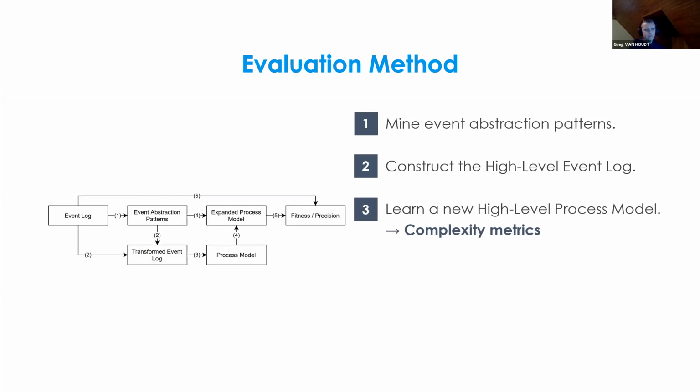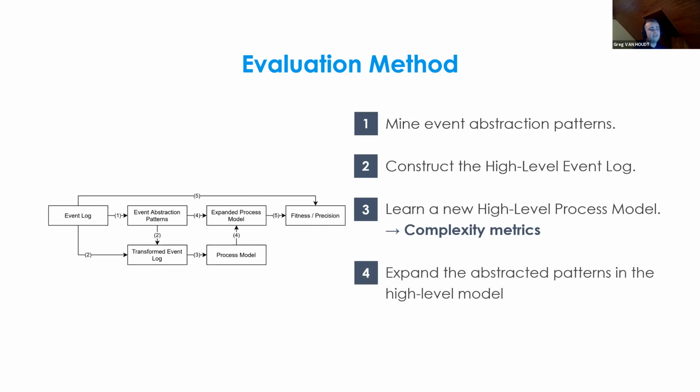However, complexity is not the only thing here. We're also considering fitness and precision, but at this moment, we cannot compute these values yet. Remember, we are inserting new higher level patterns, which are not present in the original low level event log. So the mapping is incomplete. To that end, we'd have to expand these abstracted patterns, which we have readily available anyway, back into the high level model so that we have the full complete mapping again. Once that is in order, we can then calculate new fitness and precision values.